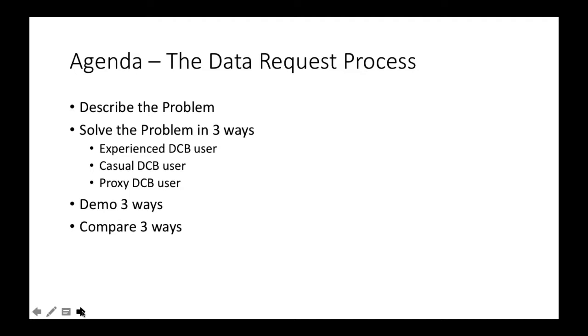If you do have a chaotic situation, you can solve that problem in 3 different ways. And I'm going to use a framework of 3 different types of users and show you how to create a process based on those user types: an experienced user, a casual user, and using a proxy user in Data Cookbook. And we're going to actually look at Data Cookbook, and I'm going to demo those 3 solutions. And then we're going to do a comparison of those 3 solutions just to wrap things up in a summary.